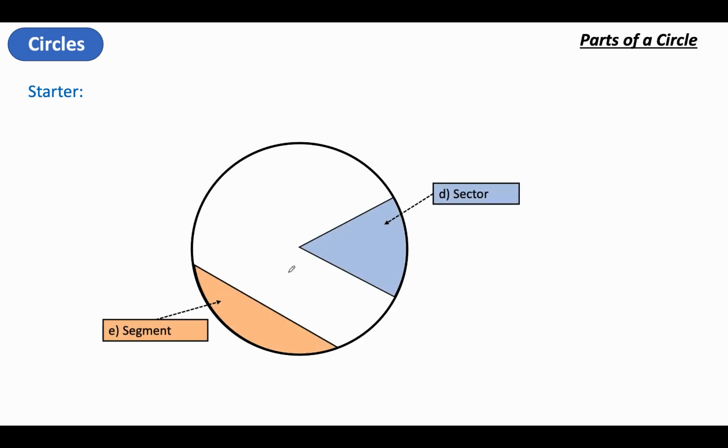Now these are the two that people really quite often get confused, the sector and the segment. So do try and remember, sector is like a slice of cake, segment is like a slice of orange, a segment of orange when you look on the side there.